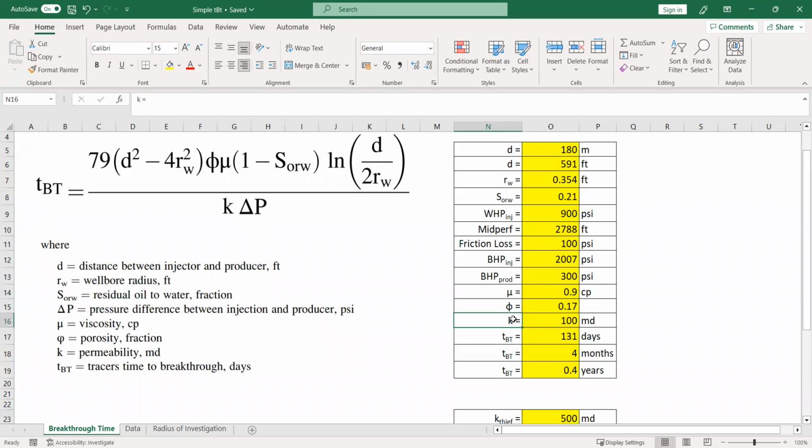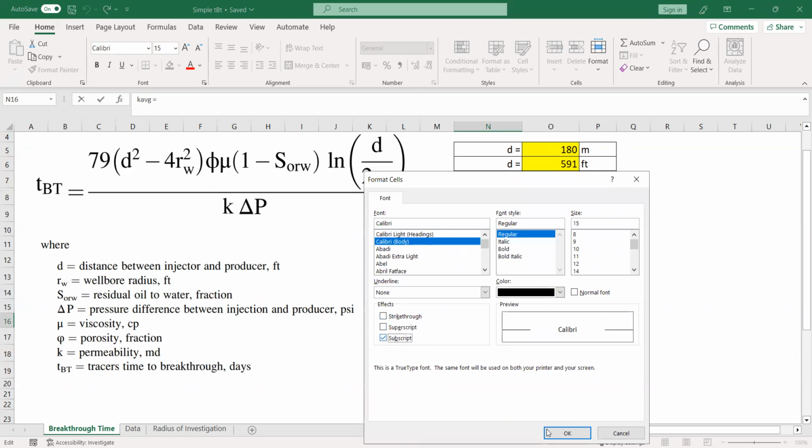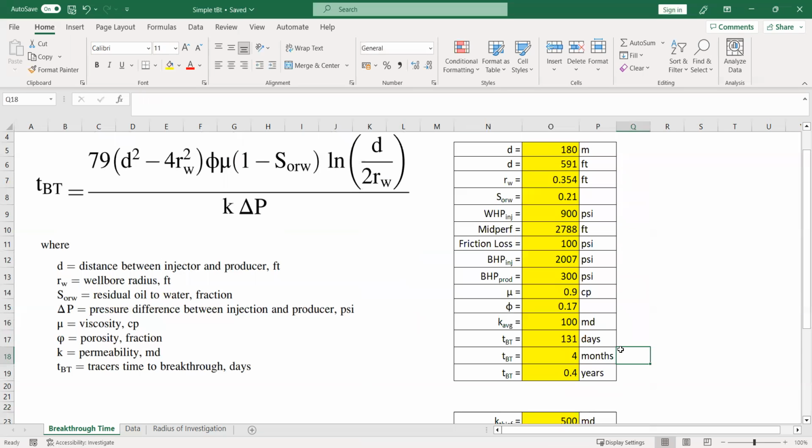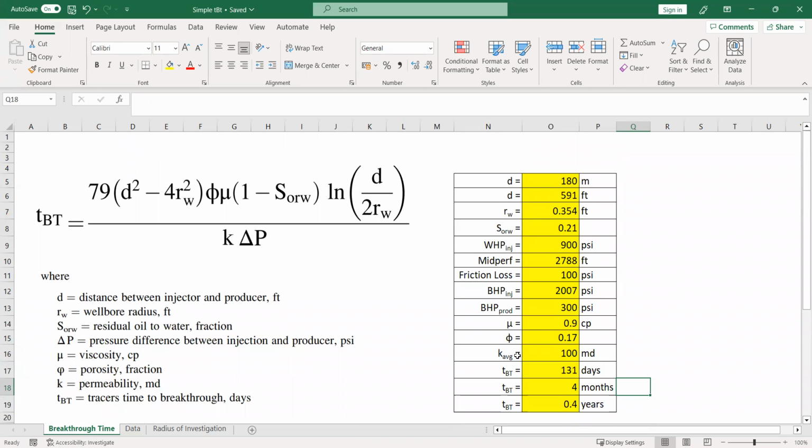We have average permeability. Maybe you can just add it here: permeability average of the reservoir zone between your producer and injector. Okay, you can input that here, and then there you go. You have the calculation for the breakthrough time. And I think that's all.